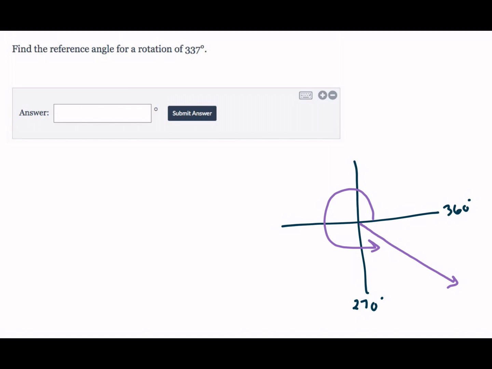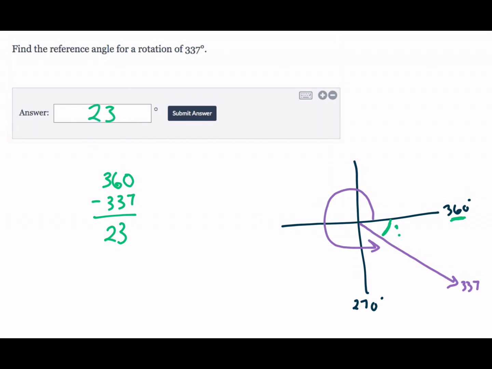To find the reference angle, I want to know how far away is the terminal side from the x-axis. This is the angle I want to find. In order to find that angle, I'm going to do 360 minus 337, because 360 is the degree of the x-axis, and 337 is the degree of the angle. So if you type that in your calculator, you find that the answer is 23 degrees. So our reference angle is going to be 23 degrees.